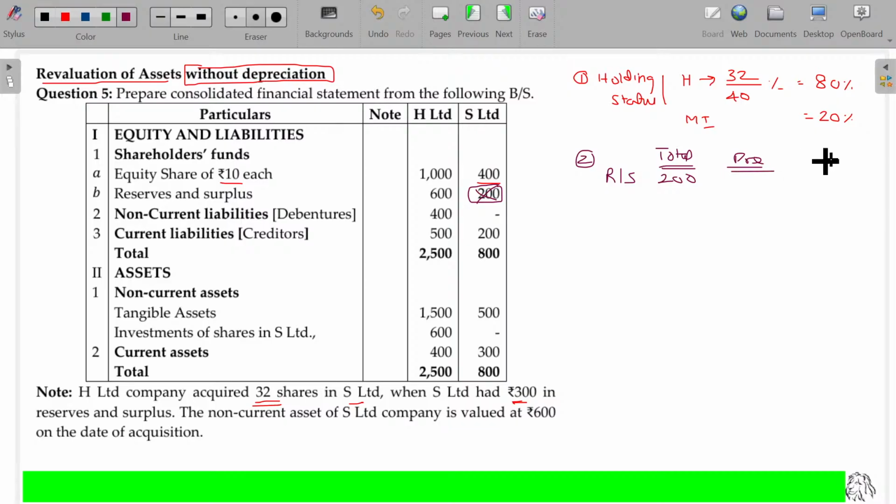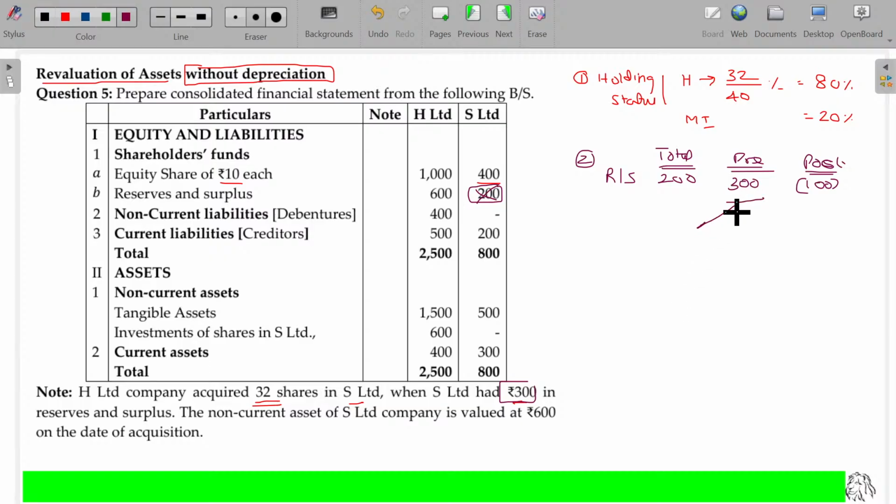I am using the different name, post-acquisition profit. Out of the 200 rupees, how much existed at the time of acquisition? 300 rupees. What about the post-acquisition profit? Come on. 100 loss. On acquiring, we came to know we had around 300 rupees worth. Immediately after the acquisition, within the remaining 1 or 2 years, we lost around 100 rupees.